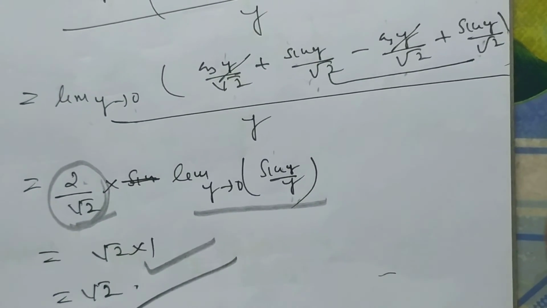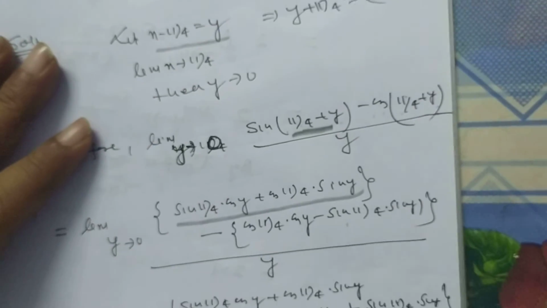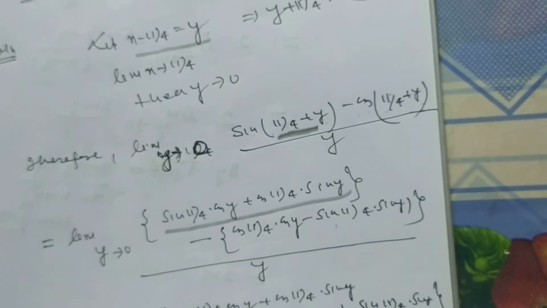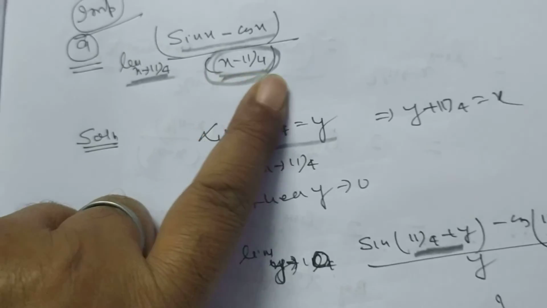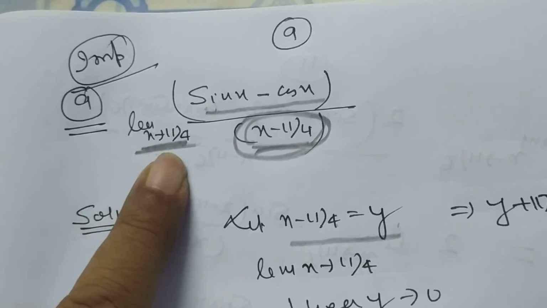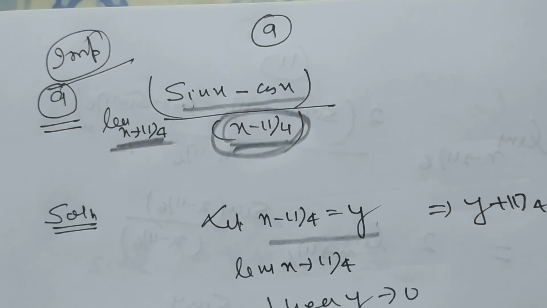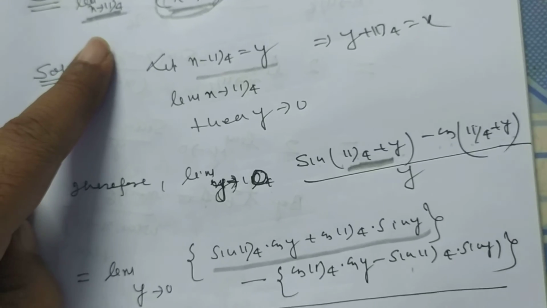So in this way, this is a special type of problem. While solving this problem, you must take care how you will solve it. You must plan how you will solve this problem. Here in the denominator it is x minus pi by 4 and the limit is x tends to pi by 4. So you change the whole expression in terms of y, and instead of x tends to pi by 4, we write y tends to 0.